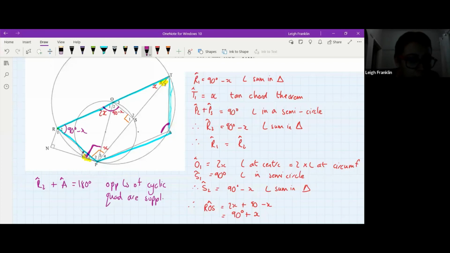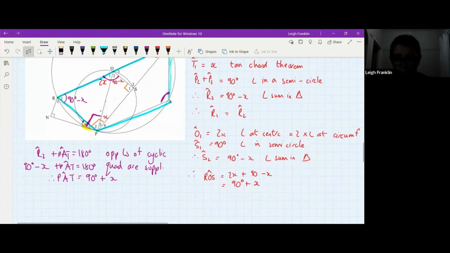R2 we know is 90 minus x, plus A equals 180, and therefore if we make A, or PAT, the subject of the formula, then take the 90 over and it would be equal to 90 plus x. And that's why they are equal. ROS is 90 plus x, PAT is 90 plus x, so therefore we may say that ROS is equal to PAT. Now I know there were some questions.